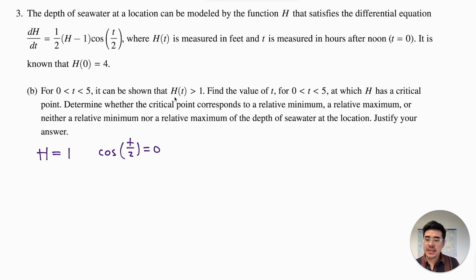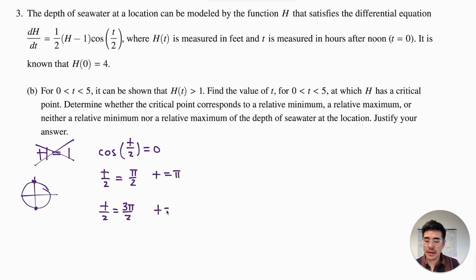Notice here in the question it says h is greater than 1 for all these values, so h equals 1 would be an extraneous root. So basically all we need to do is solve where cosine is equal to 0. Well, cosine is equal to 0 at pi over 2 and at 3 pi over 2. So then t over 2 is equal to pi over 2, and t over 2 is equal to 3 pi over 2. And when we multiply both sides by 2, we get t is equal to pi, and t is equal to 3 pi.